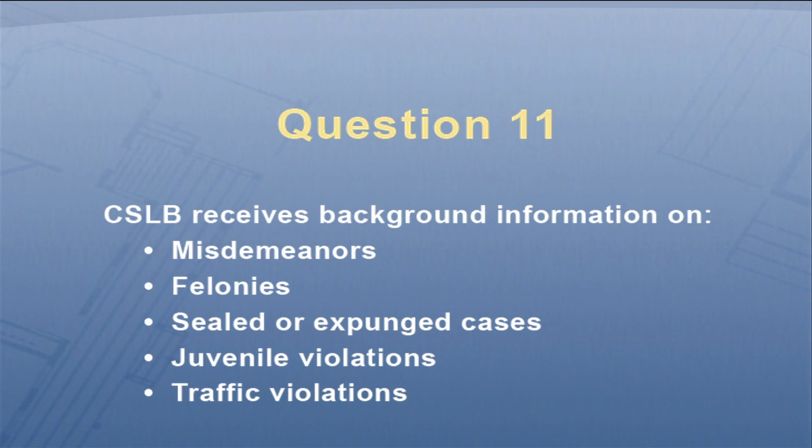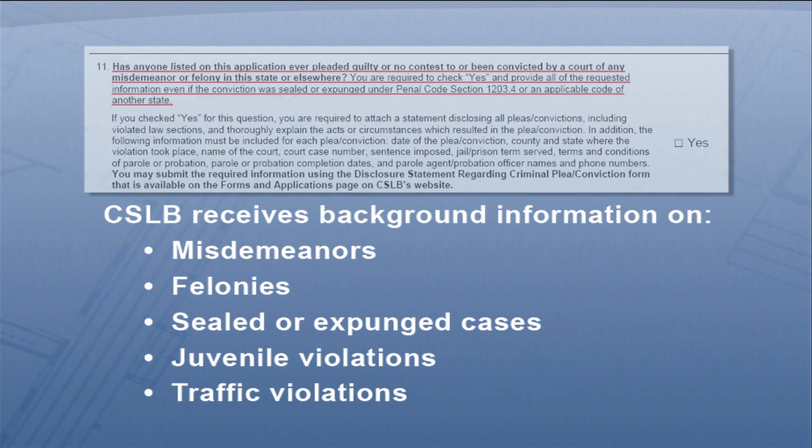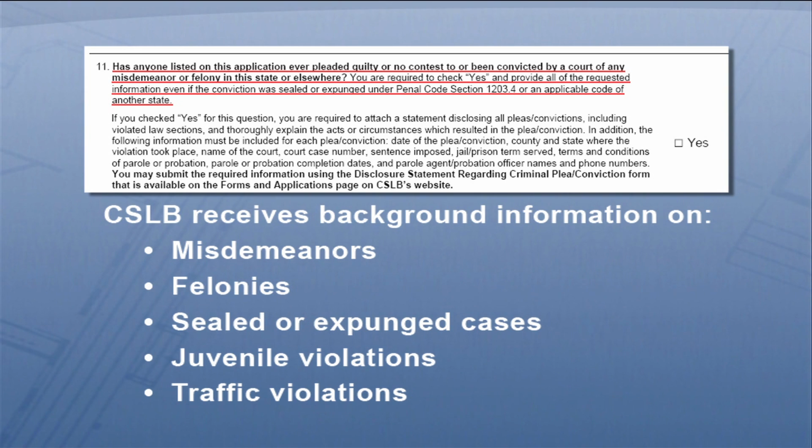Question 11 is very important because all applicants by law are required to be fingerprinted and have a criminal background check. CSLB will receive information on everyone included on the license through the California Department of Justice and the FBI as part of the application and fingerprinting process. This includes all misdemeanors and felonies, even if they're sealed or expunged. This includes juvenile and traffic violations.